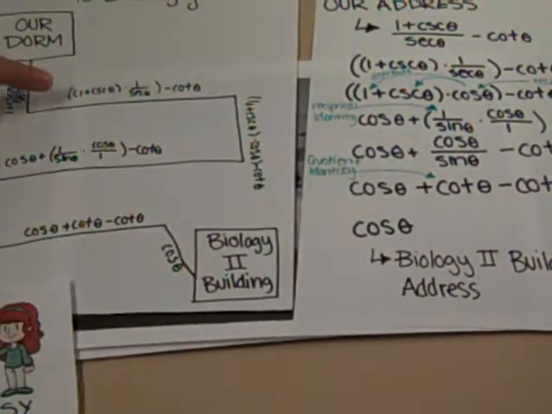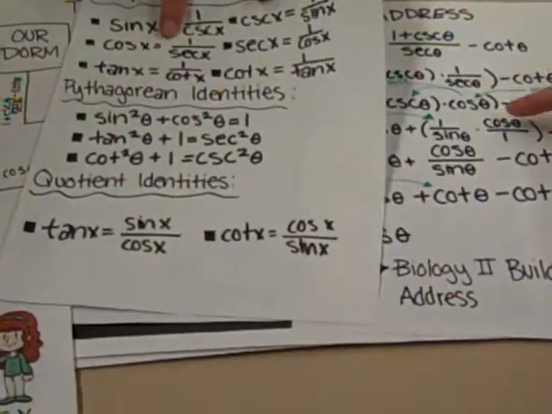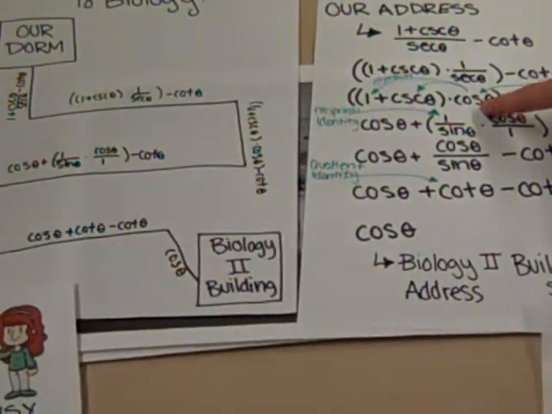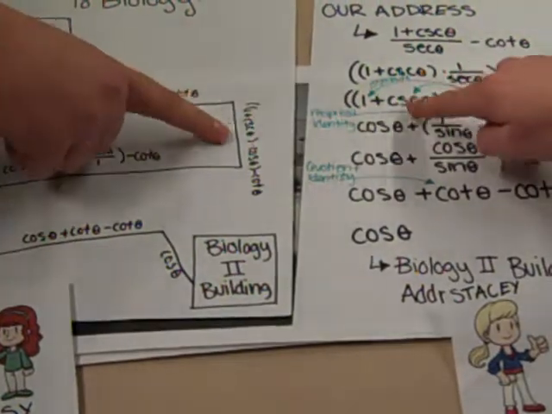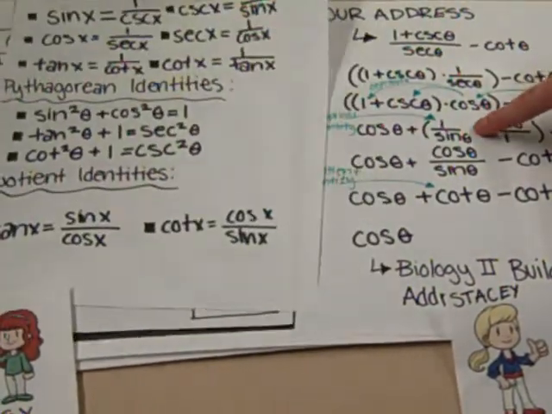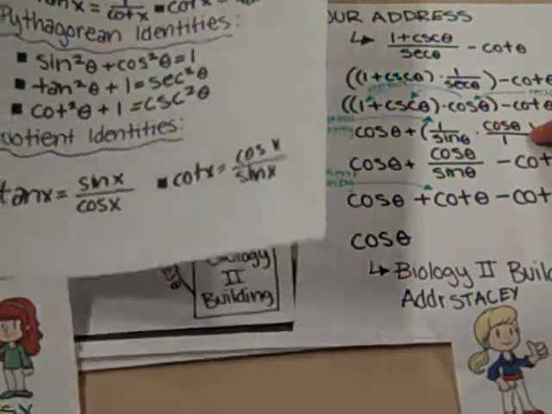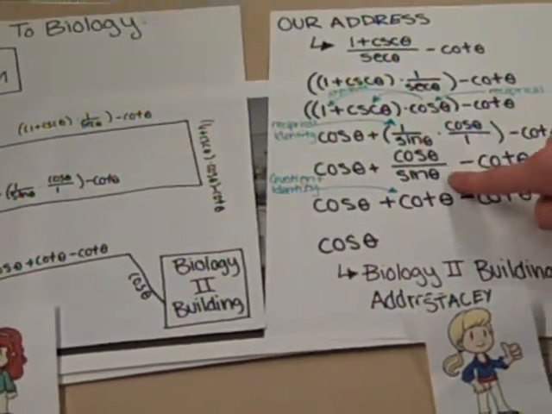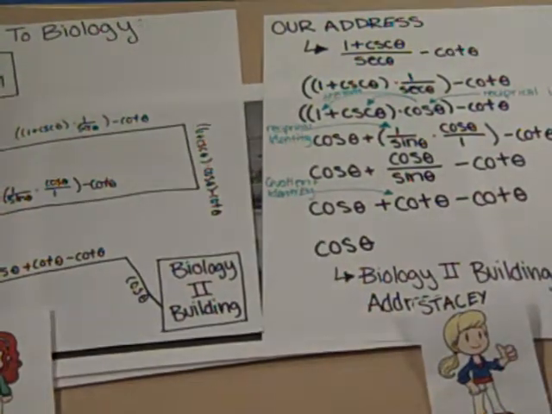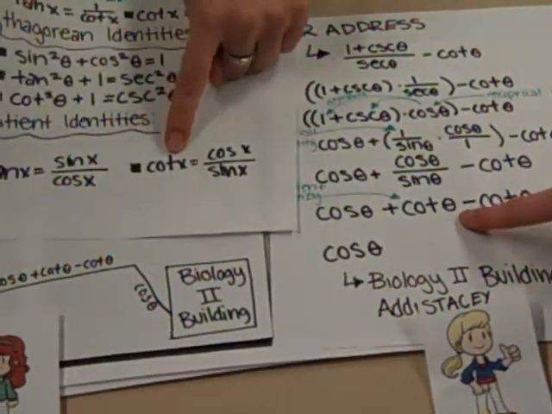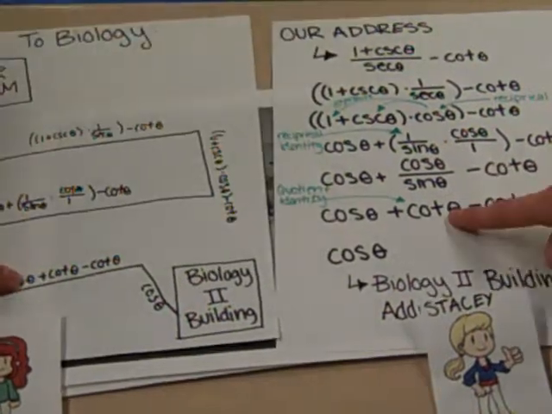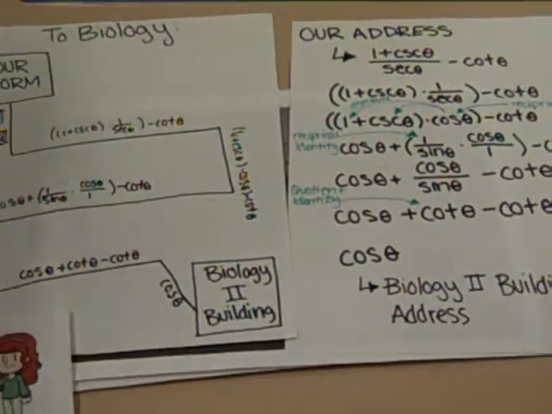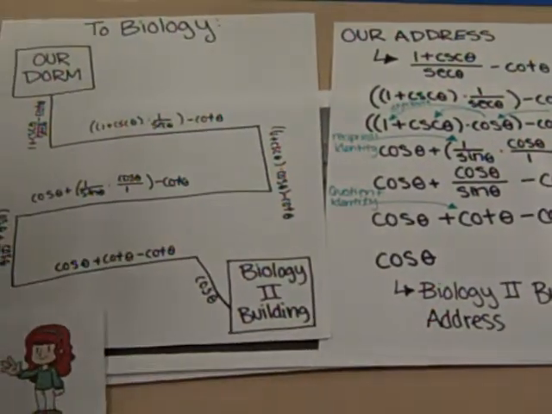Now, according to the reciprocal identity, 1 over secant theta is the same thing as cosine. Then we can distribute cosine theta for 1 and cosecant theta, which gives us 1 over sine theta times cosine theta over 1. Now we multiply these two together, which gives us cosine theta over sine theta. According to the quotient identity, that equals cotangent theta. And cotangent theta minus cotangent theta just leaves us with cosine theta, which is the Biology 2 building's address.